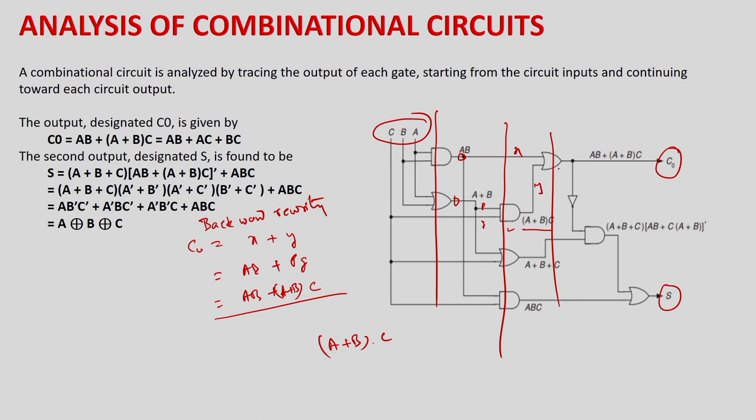Once all the gates of level 2 are defined, I will go to level 3. Since this is AB, and this is A or B, and this is doing an OR of X and Y, so X is AB and Y is this. So I can rewrite and I will get the expression that I got here. I will always end up getting the same expression, but you can go from input to output direction or output to input direction. You just keep writing the terms.